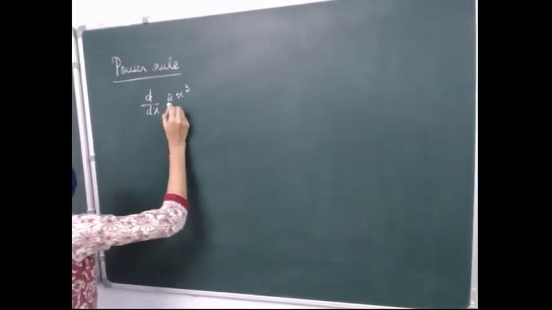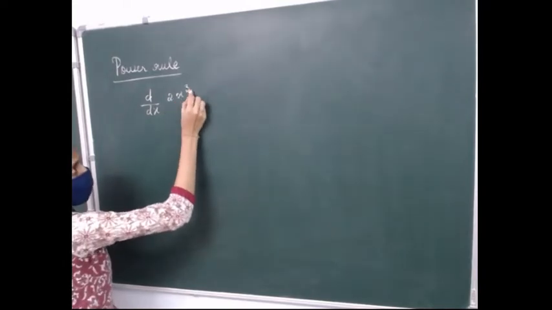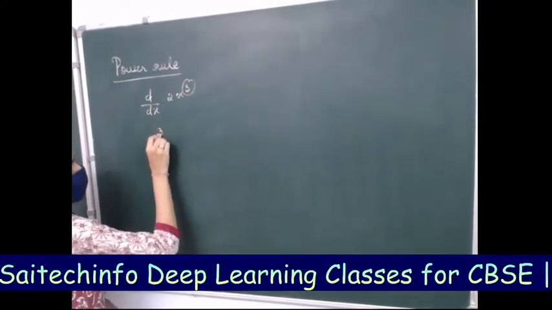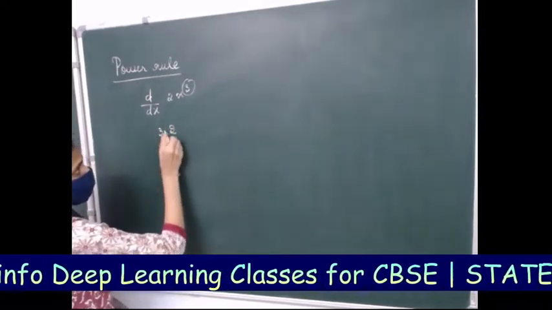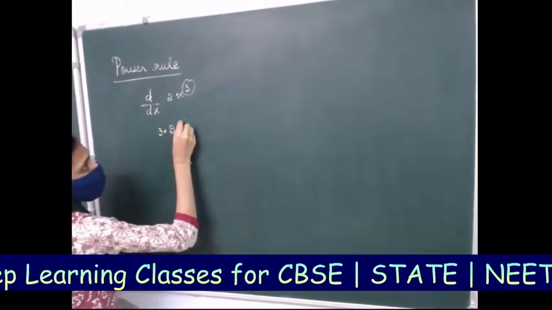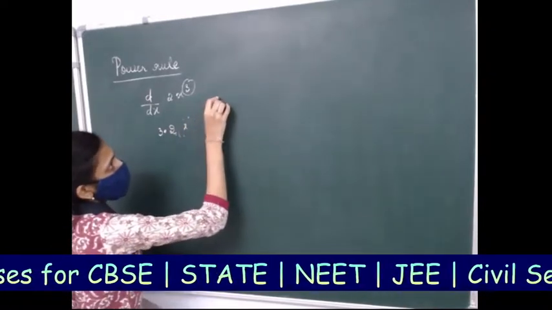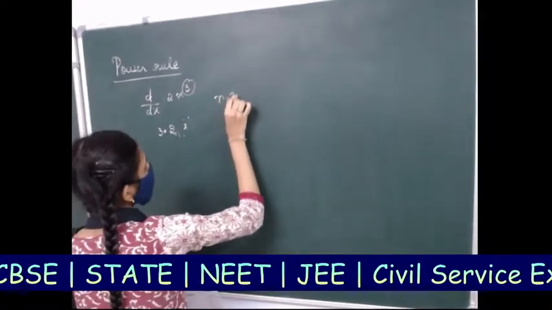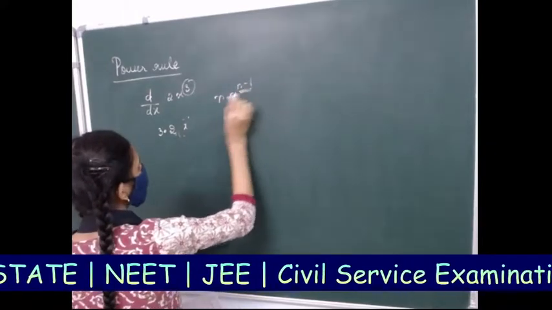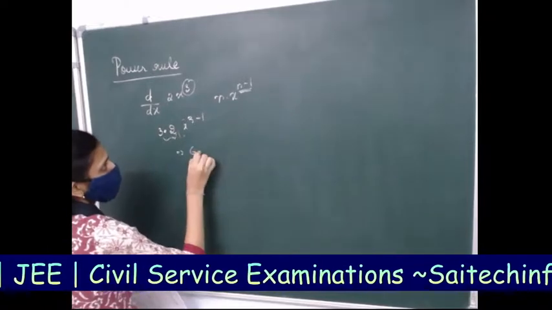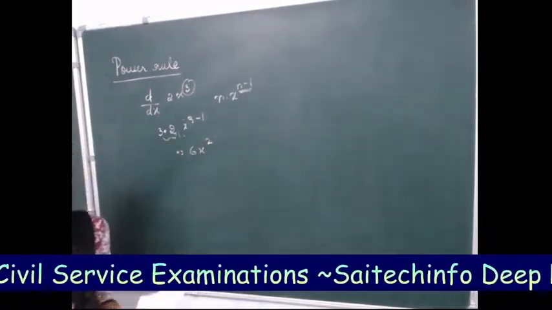So the question is d by dx of 2x cube. So this is the power, and I am bringing it to the coefficient, so that it comes as 2 into, we have to multiply the power, x. And the formula is n into x power n minus 1. So here we have to put 3 minus 1. So it will come as 3 into 2, 6 x power 2.